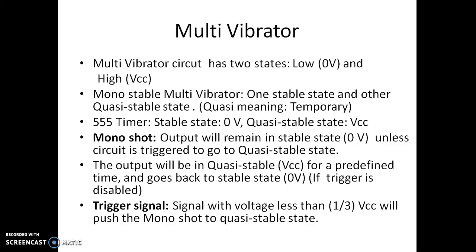What is this trigger signal? So trigger signal is a voltage, for this especially 555 timer mono shot. Signal with voltage less than 1/3 of VCC is the valid trigger signal. So signal with voltage less than 1/3 VCC will push the mono shot to quasi stable state. So a trigger signal whose amplitude is less than 1/3 VCC is going to make the mono shot go to quasi stable state from a stable state.